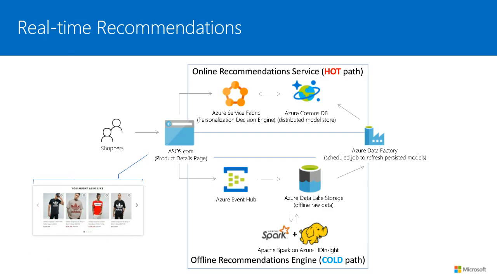Here's a quick look into their architecture. You can see that their shoppers go onto the ASOS page for product details on the page. And it forks off. One part goes into Azure Service Fabric, which is their personalization decision engine. The other part goes into Azure Event Hubs, which goes into Azure Data Lake for colder storage. On the colder storage, what they do is they use Apache Spark on top of HD Insight to actually mine a lot of insights on what their users are doing and what people are doing.